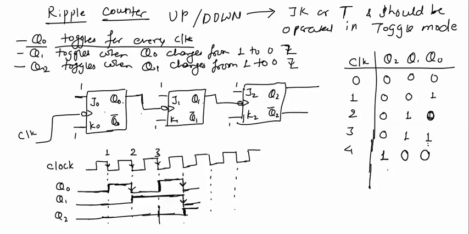In this way, the flip-flop will change its state. Finally, at the end of 7 clock pulses, the data will become 1 1 1.